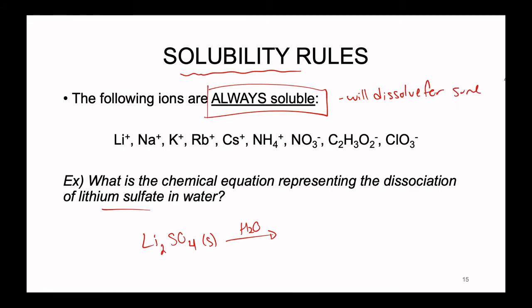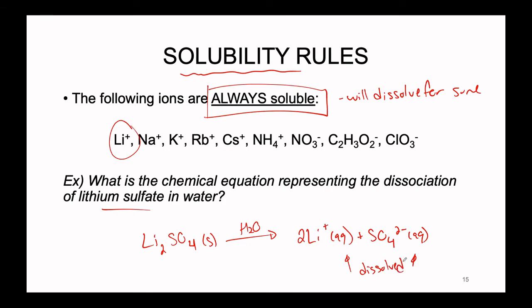Because lithium sulfate contains lithium, which is on the always soluble list, it doesn't matter what sulfate's nature is or what sulfate wants. Lithium wants to get away. Lithium is so stable interacting with water that it is going to break apart from the sulfate, giving us 2 lithiums with a plus charge and a single sulfate with a 2 minus charge, both with a phase of aqueous, meaning that they are dissolved.